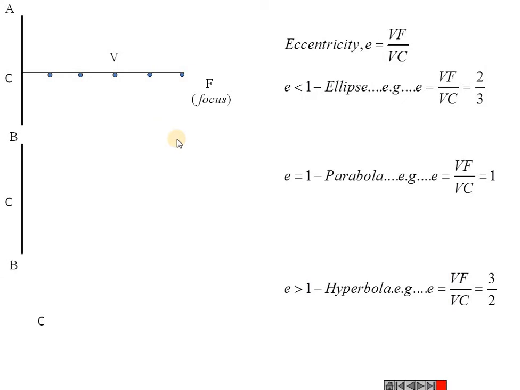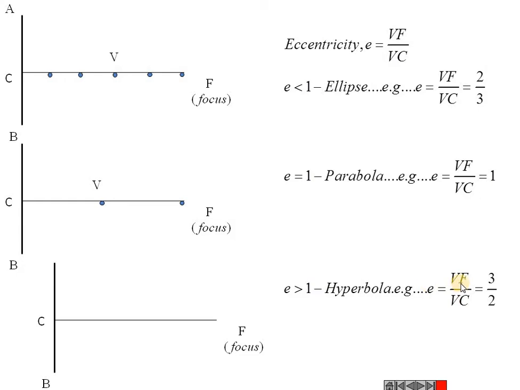For a parabola, eccentricity is 1, that is VF is equal to VC. So the vertex comes at the center of this CF distance. Take the center of the CF distance and mark the vertex. For a hyperbola, eccentricity is greater than 1, that is the divisions are 5, 3 plus 2, and VF is having 3 divisions, so 1, 2 and 3. So the vertex comes here, and VC is having 2 divisions, 1 and 2. So this is the marking of the vertex when the distances are given.